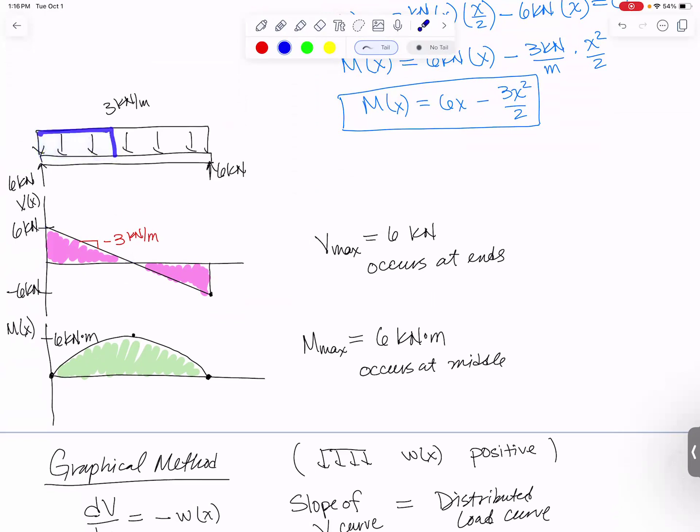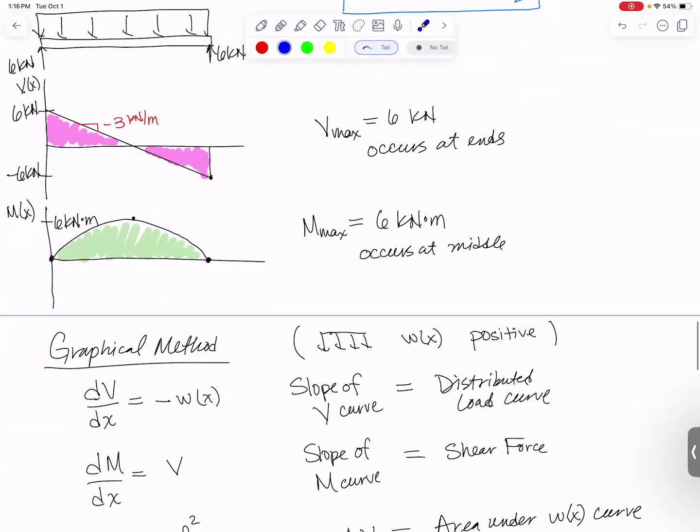It happens to be 3 kilonewtons per meter times 2 meters, which is 6, and I go from 6 down to 0 because I had 6 under this curve. Continuing on from here to here, the area under this part of the curve is also 6 kilonewtons, so I'm going to drop another 6 kilonewtons going from here to the end.